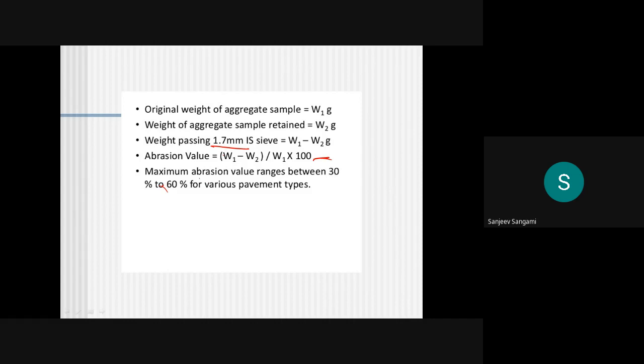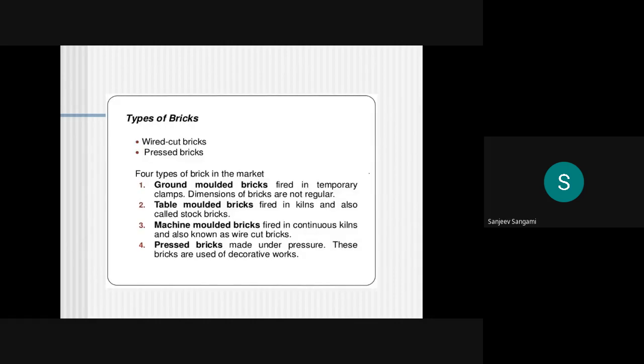Very important: the abrasion value ranges between 30 to 60 for various pavements. This thing you have to remember, 30 to 60% finally, that is the maximum. Then we'll move on to the tests on bricks.